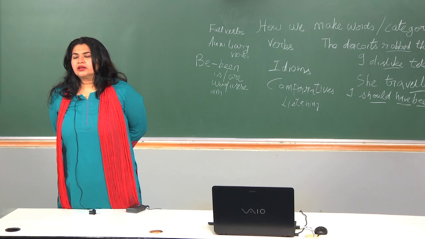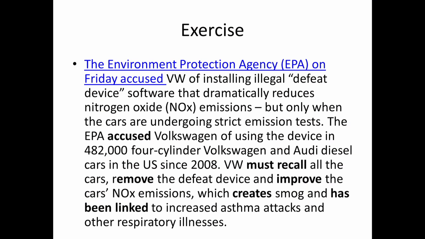Now, let's look at this exercise. Let's look at the passage here, and I'll read it out for you. I have already highlighted the verbs here. You should be able to identify what verbs those are and where the auxiliaries are. The EPA on Friday accused VW, that is Volkswagen, of installing illegal defeat device software that dramatically reduces nitrogen oxide emissions, but only when the cars are undergoing strict emission tests.